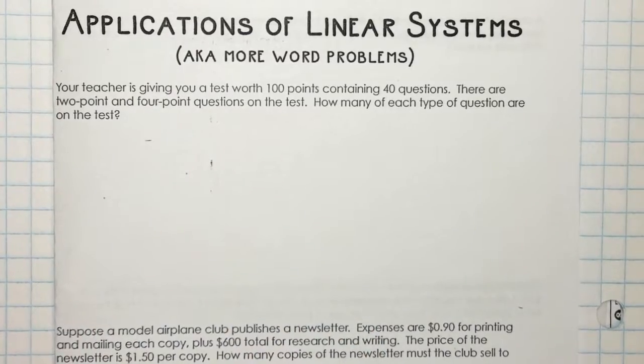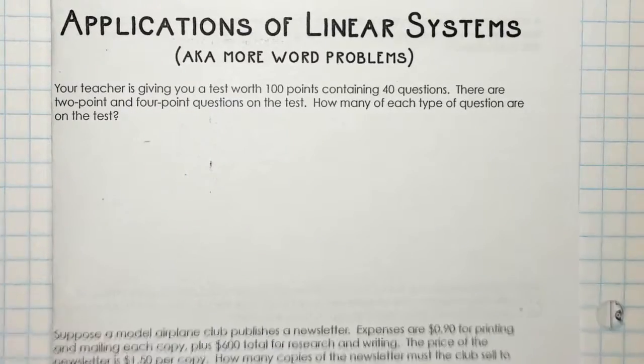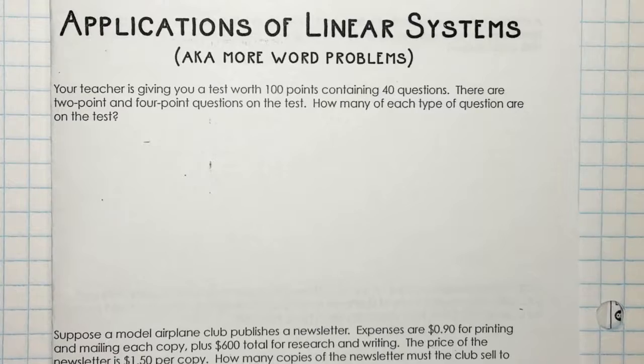Let's look at this problem. Your teacher is giving you a test worth 100 points containing 40 questions. There are 2-point and 4-point questions on the test. How many of each type of question are on the test? Now that I've read it out loud and you weren't paying attention, you're going to go back and read it to yourself. Right, Dom and Zach? Thank you.